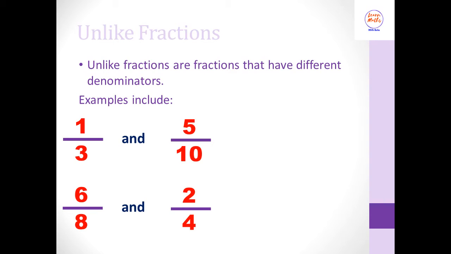So a like fraction is a fraction that the denominators are the same, while an unlike fraction is a fraction that have different denominators. The denominators are not the same. If you don't understand what numerators are or what denominators are, please check out my previous video about fractions, where I explained what numerators are and what denominators are.